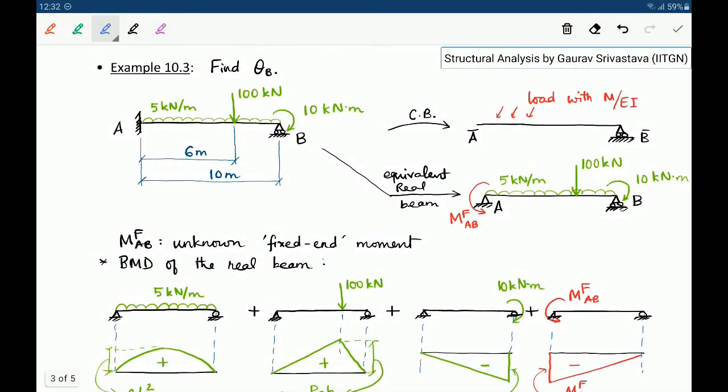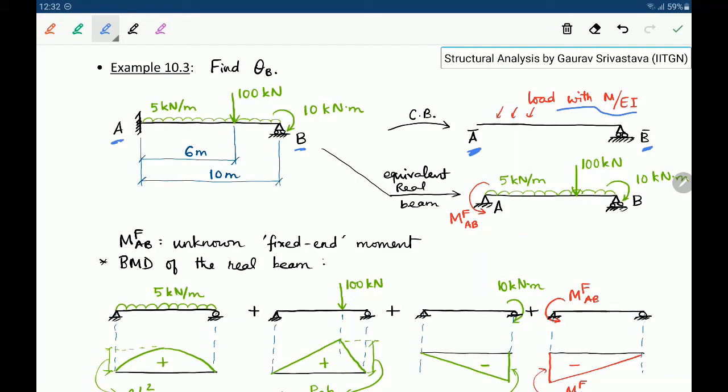Let's look at one more example. This is an indeterminate beam. It is a propped cantilever beam where point A is fixed supported and the end B is roller supported. There are 3 loads being applied. The conjugate beam for this will be where A bar is free and B bar is roller supported, right? And this needs to be loaded with the M by EI diagram of the real beam.